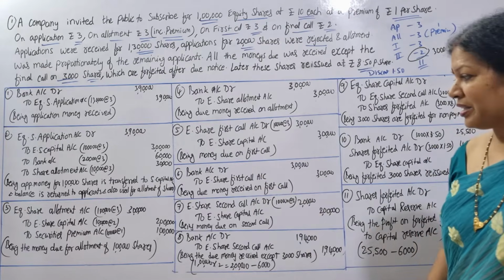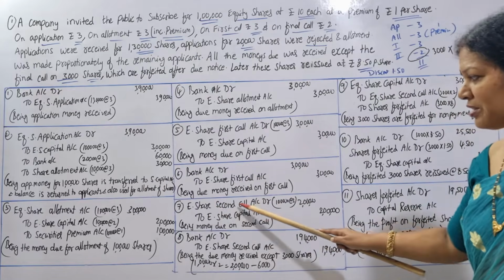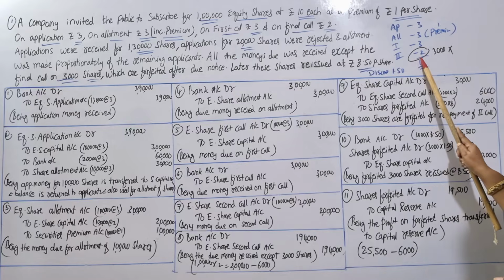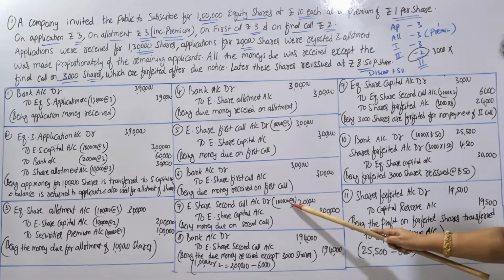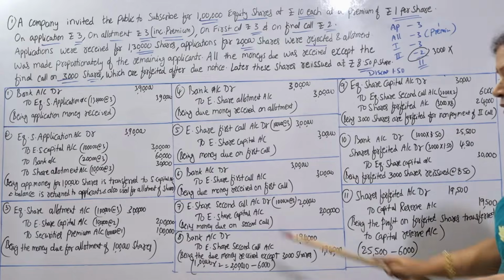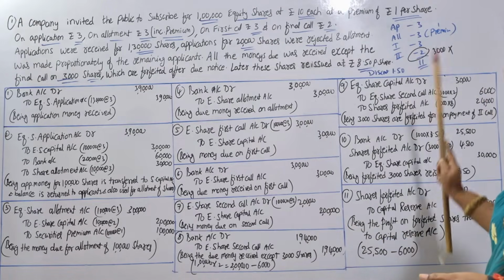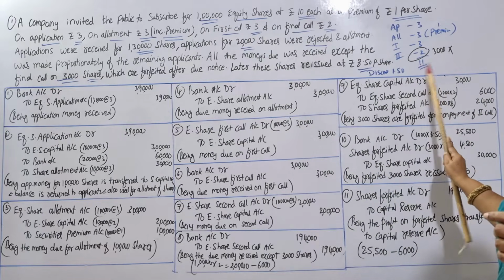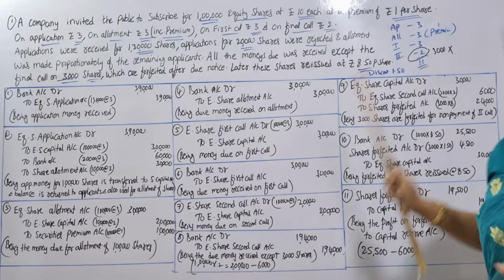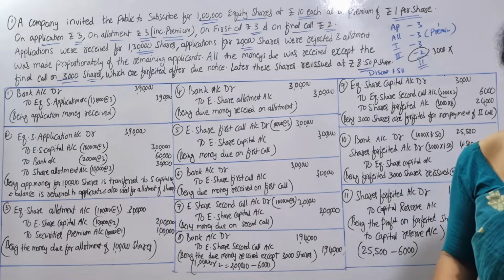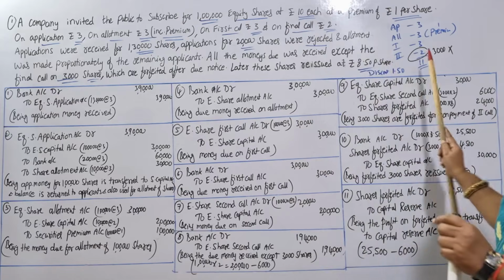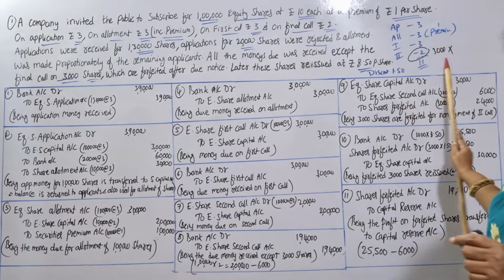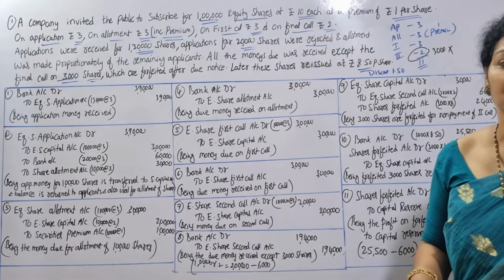Second call due. The second call due entry is here: equity share second call account attached to equity share capital. Due is how much? 2 rupees into 1 lakh shares, it is 2 lakh rupees. Here we did not receive the total amount. They said that 3,000 is not received, and the rest of the amount is received. Out of 1 lakh shares into 2 rupees, it comes to 2 lakh. Out of the 2 lakh, for 3,000 shares the amount is not received. The rest of the amount is received.